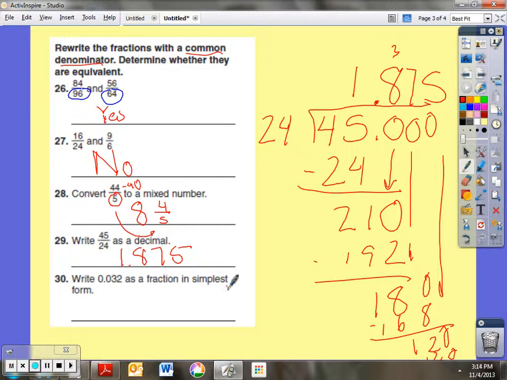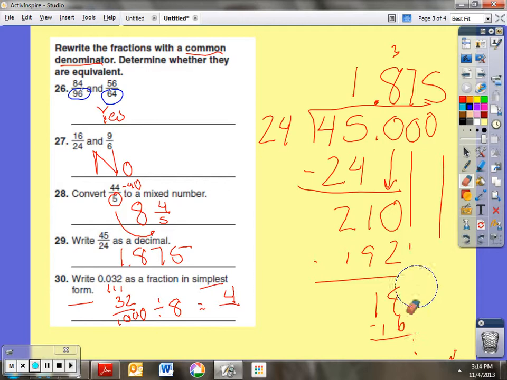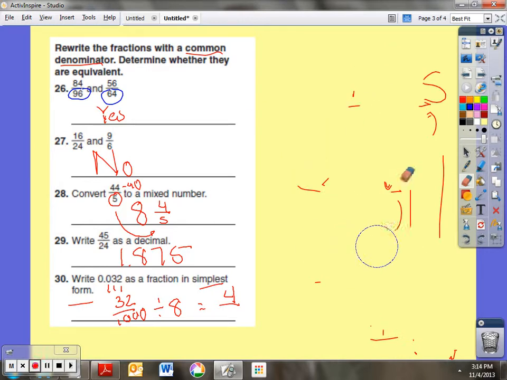I'm going to leave you with this. Write it as a fraction, simplest form. Tenths, hundredths, thousandths. So that's 32 over 1,000. But it's a simplest form. This is not simplified. I'll give you a clue. Divide both numerator and denominator by 8. And you should come up with 4 over. Let's see, I can't do 8. Excuse me. I can't do 1,000 divided by 8 in my head. Not smart enough. So I use pen and paper.